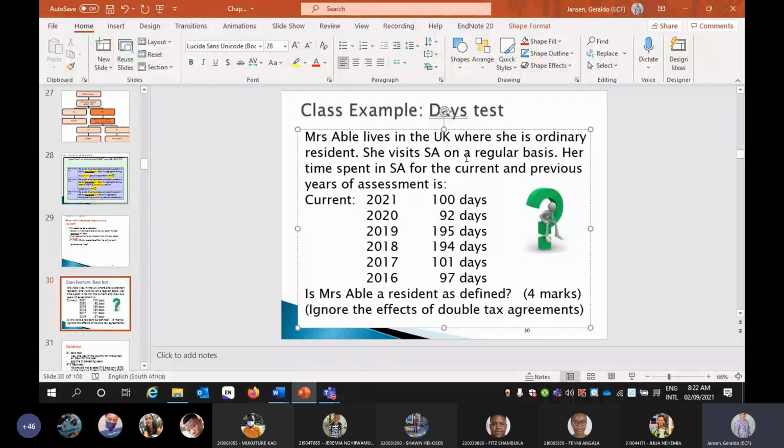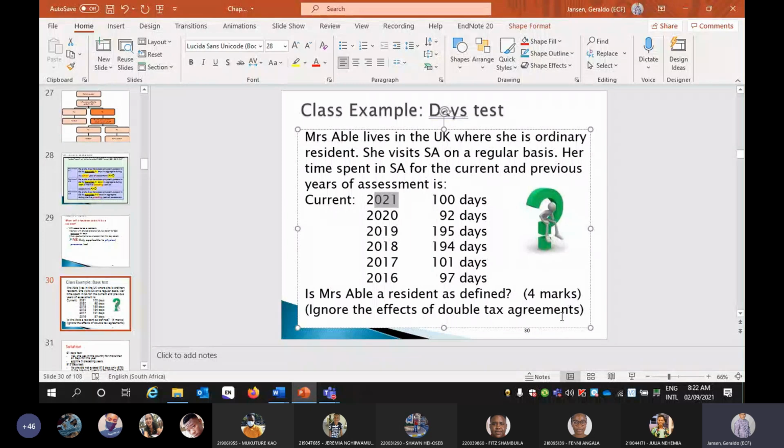And the question is, is Mrs. Abel a resident as defined? And they say ignore the effects of double tax agreements. Guys, very important. I must always indicate this in a test, whether you should ignore double tax agreements. And if I don't indicate that, then you must consider double tax agreements.